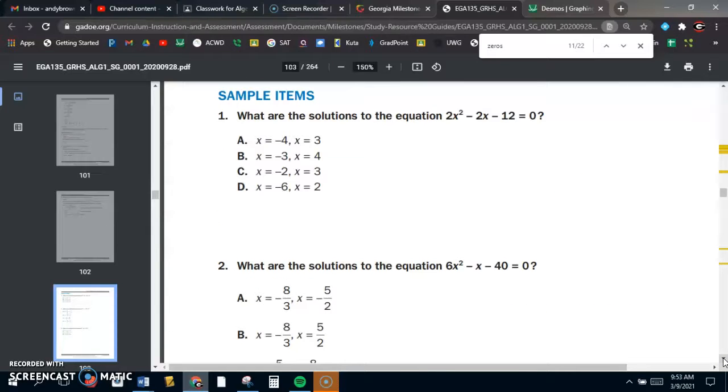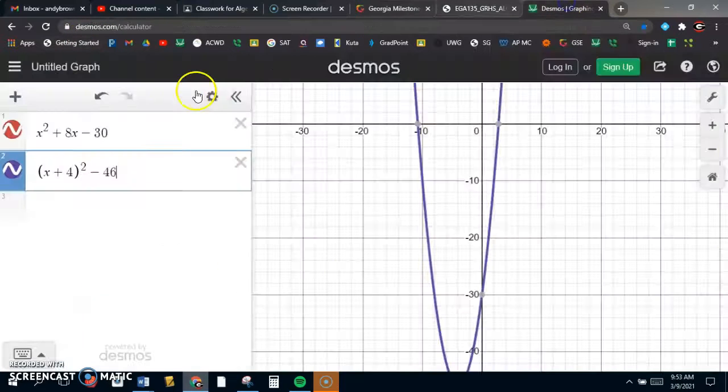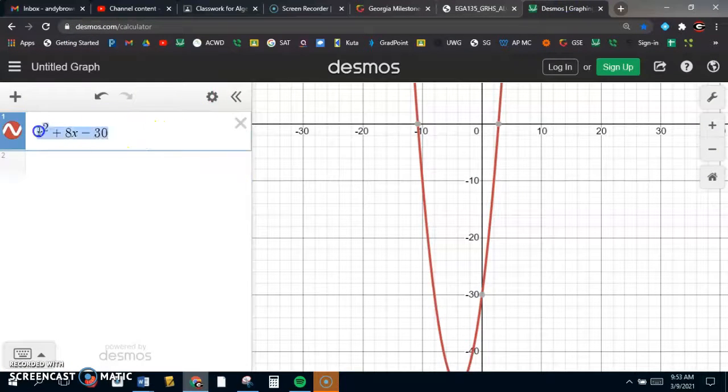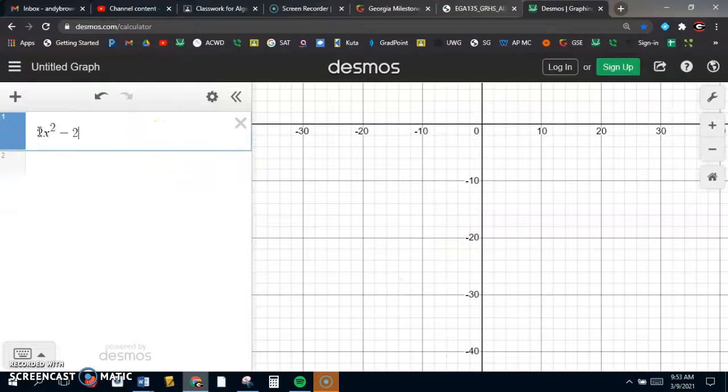So what are the solutions? Now these are asked just a little bit differently. 2x squared minus 2x minus 12. It doesn't say zeros, it just says solutions, but that is the same thing. Zeros are just solutions when set equal to 0. So here they just set them equal to 0, and they just skip the word zeros. So I'm going to do the same thing here. I'm going to go 2x squared minus 2x minus 12. Okay, 2x squared minus 2x minus 12. Again, we're asking for solutions here.